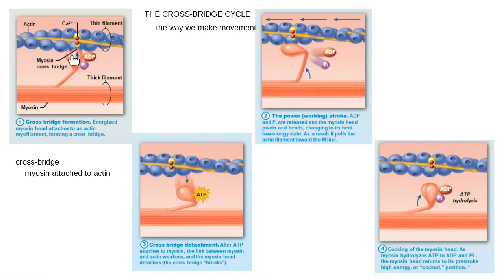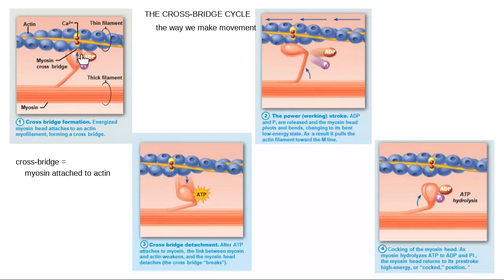That's what a cross-bridge is. If myosin is going to pull actin and make actin move, the first thing I have to do before they can slide past each other is attach them to each other. So step 1 of the cross-bridge cycle, the way that I'm going to make movement, is by attaching myosin, my thick filament protein, to actin, my major thin filament protein. Step 1, myosin and actin attach to each other.